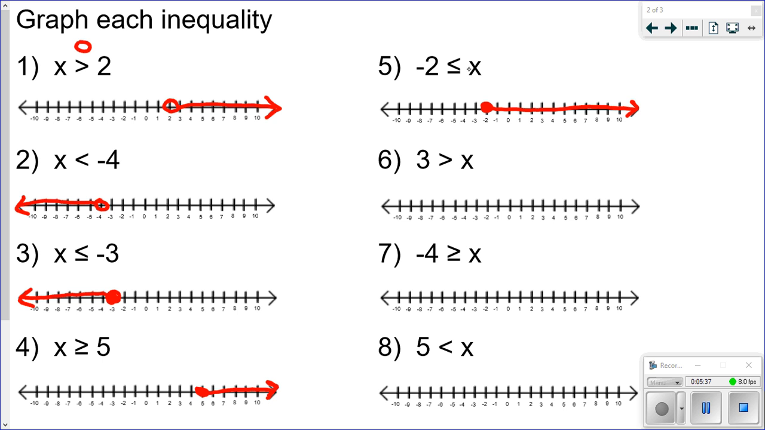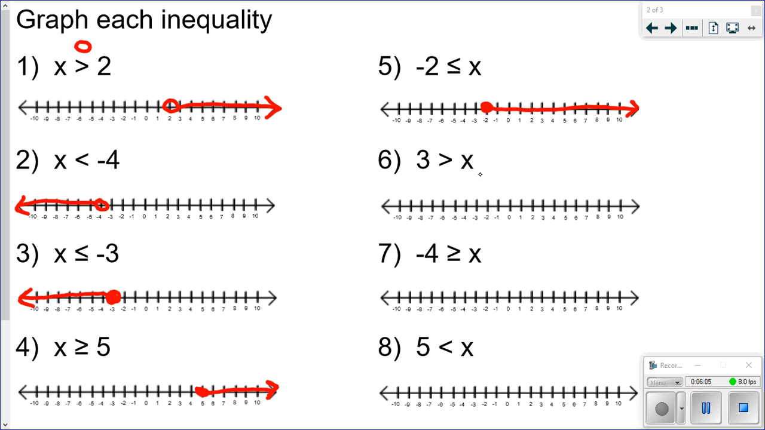So now look, the arrow was pointing to the left, but we shaded to the right. So here's the trick. The arrow trick works as long as the x or the variable is on the left side. If the variable is on the right side, then you shade in the opposite way that the arrow is pointing. So the arrow pointed to the left, I shaded to the right.